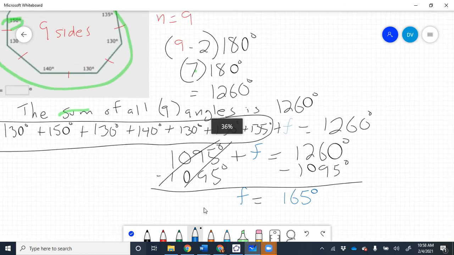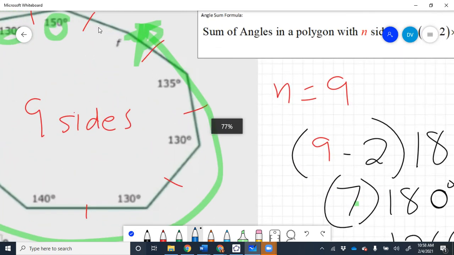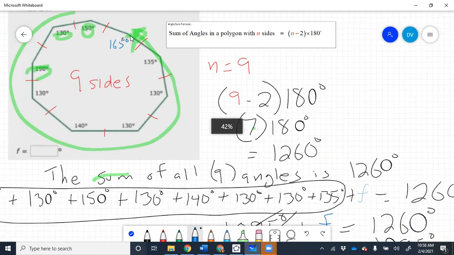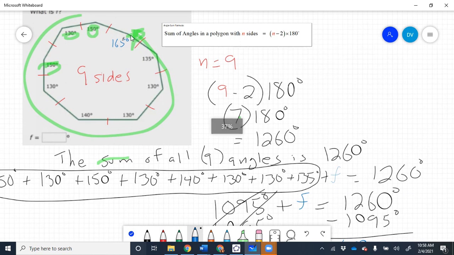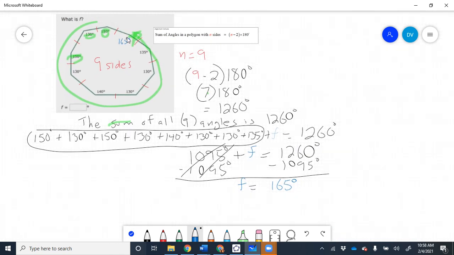So one last thing before I finish this, I'm just going to write the answer right here. This angle that they have an F for is 165 degrees. So in this problem, if we were to add up all 9 of these, we would end up getting 1260 degrees because there are 9 sides in this.